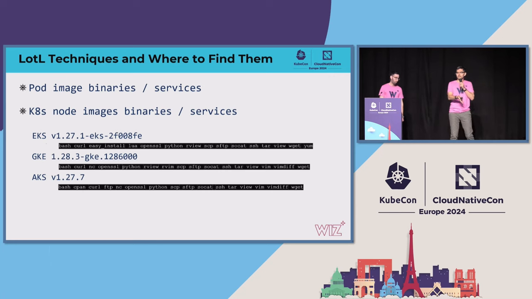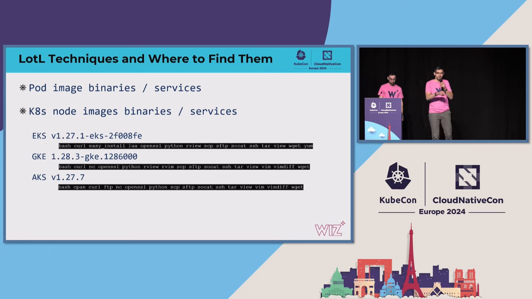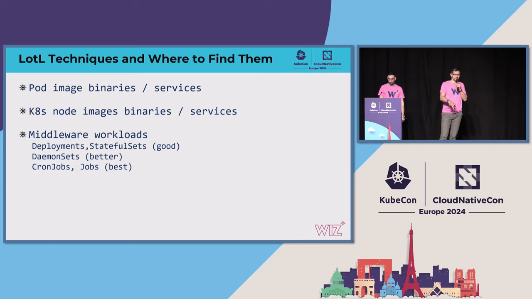But how about the Kubernetes node image? That's more stable. You can see on EKS, GKE, AKS, all their AMIs pack tons of useful tools, in this case, just to download something from the internet. Do you really think a Kubernetes worker node needs SFTP? I'm not sure. I don't know. But it's there, so we might use it. OK, but this assumes that the attacker has Kubernetes node access, which is not always true, of course.